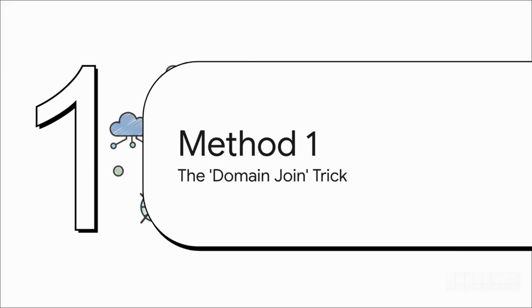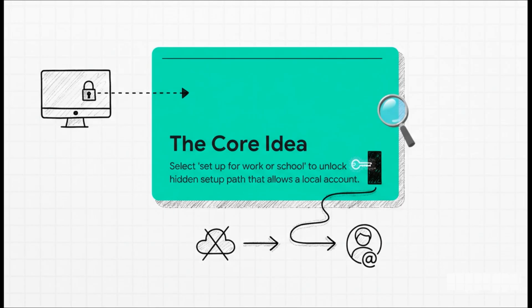Okay, first up is this fantastic workaround that's kind of hiding in plain sight. It basically involves using one of Windows' own professional features against itself to bypass the standard setup. The core idea here is just brilliantly simple. By telling the installer you're setting the PC up for work or school, you unlock a totally different path in the setup menu. It's a path that has the option for a local account. It's kind of like having a secret key to a back door.